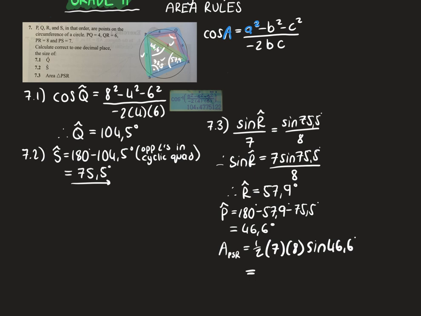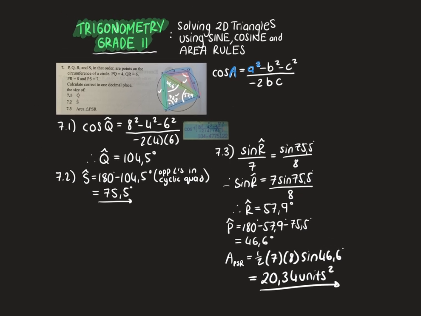1 over 2, open bracket 7, 8, sine of 46.6. And that is going to give me 20,34. And in this case, we don't have units of measure, so we just say units squared. Okay, fantastic. And that's how we do that question, everybody.